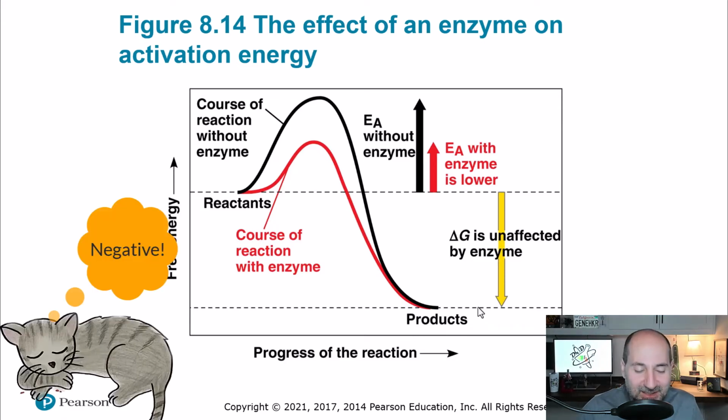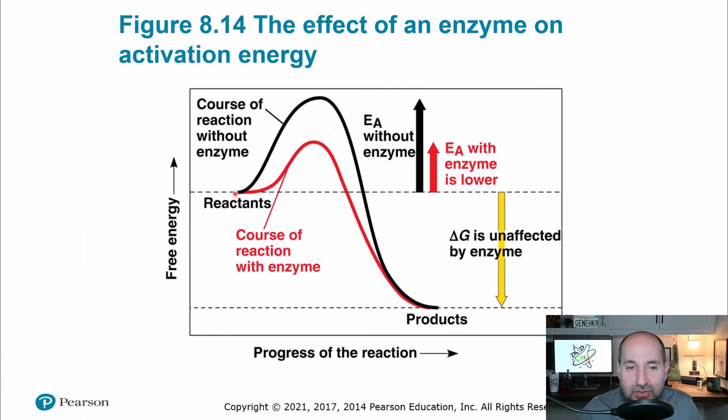That's right, Wicket. They have a negative delta G, right? Because you start with a high G value, you end with a low G value. That's a negative delta G. This is a spontaneous reaction. However, what is this speed bump right here? Why is there a speed bump here? Why doesn't it just go from reactants down to products?